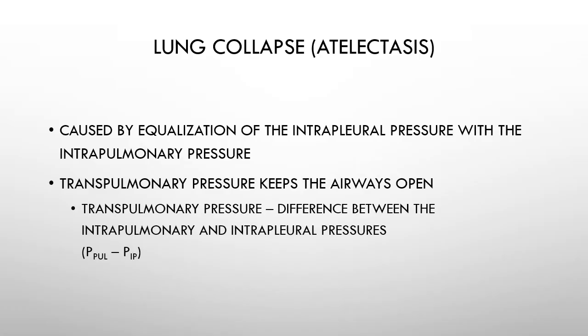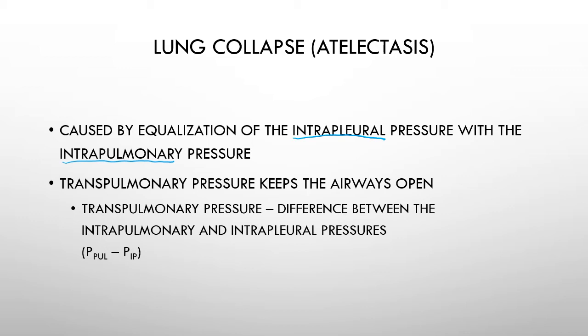That would be something called atelectasis. Atelectasis, or lung collapse, is where that pressure becomes equalized. If we equalize the intrapleural pressure with the intrapulmonary pressure, we have the potential for the lung to collapse down. This can sometimes happen in just a single lobe, but oftentimes it's going to happen to the entire lung itself.